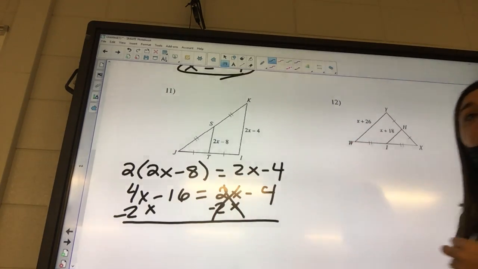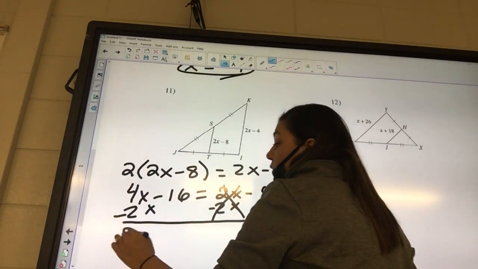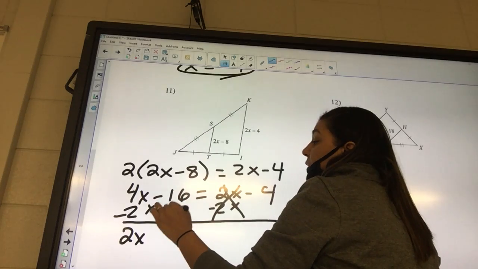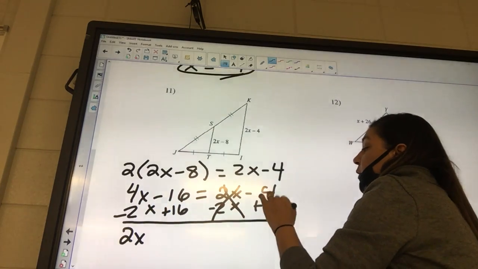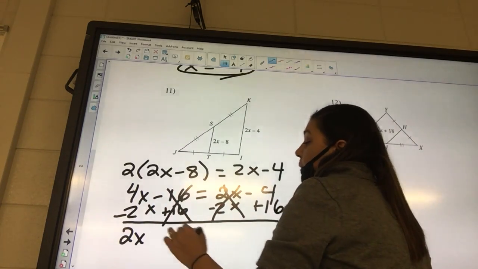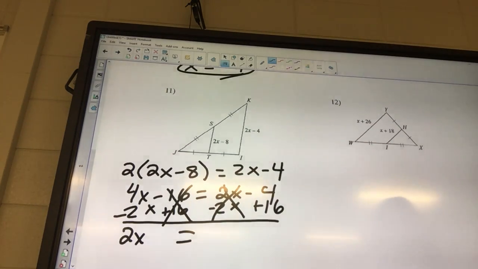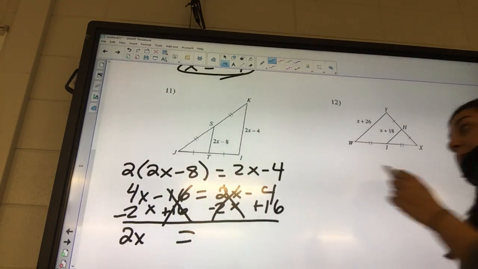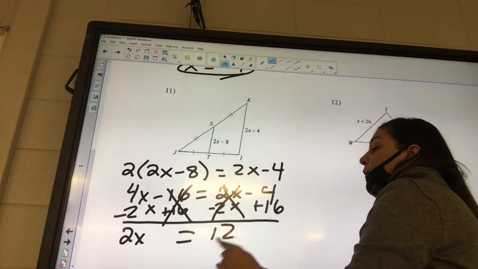So 4x minus 2x is 2x. And then I have a negative 16, so I'm going to say plus 16 on both sides. So I can cancel them. So negative 4 plus 16 is going to be 12.